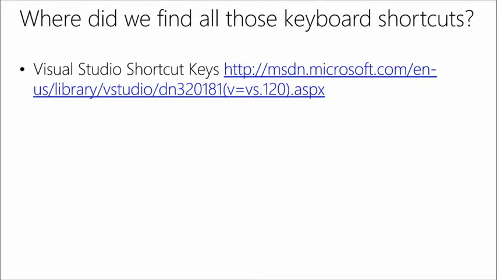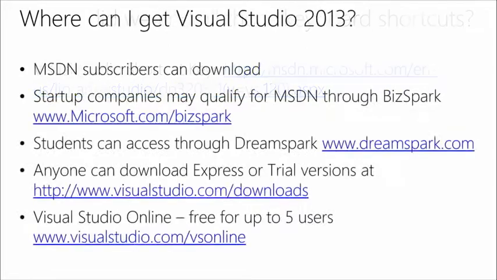And then finally, last but not least, we've been asked, where can you go get Visual Studio? Specifically Visual Studio 2013. If you haven't had a chance to download it and play with it yet, there's a number of options. If you are an MSDN subscriber, you can download it from there. If you're a startup company, make sure you know about the BizSpark program, because you could qualify to get MSDN at no charge. If you're a student, you can download it from dreamspark.com. Anybody can download the Express or trial versions at visualstudio.com downloads as well. So lots of different ways to get it. And there's even Visual Studio Online, which we'll talk about in our session on application lifecycle management. That's free for up to 5 users.